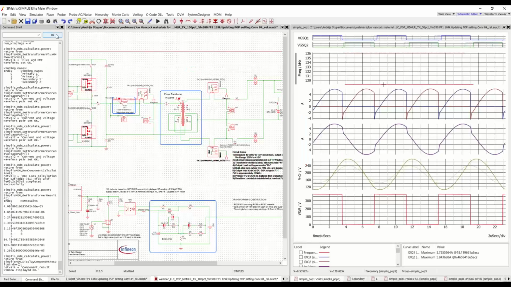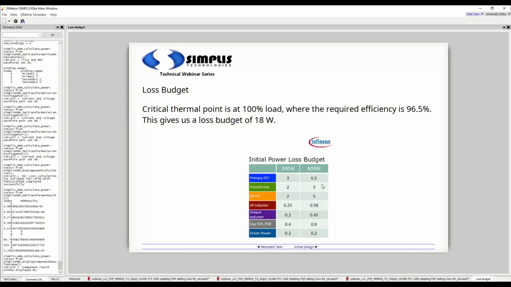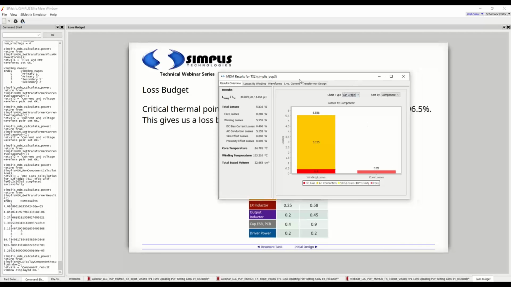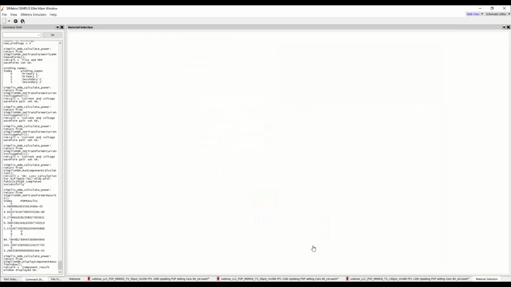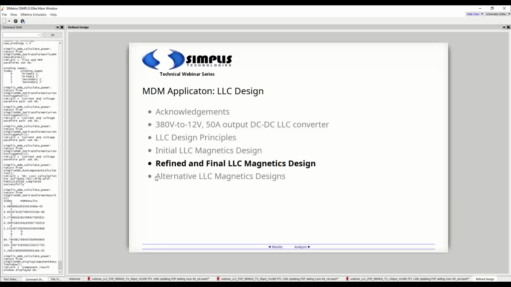And let's go back to our slides. So that was our loss budget. So 3 watts is what we were aiming for. And what came out from this initial pass was 5.835 watts. And this is one of the main reasons why the spec is not being met at full load, where it's our critical thermal point. So how to refine the design?